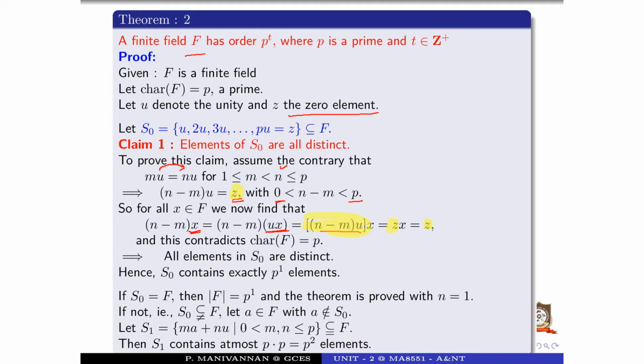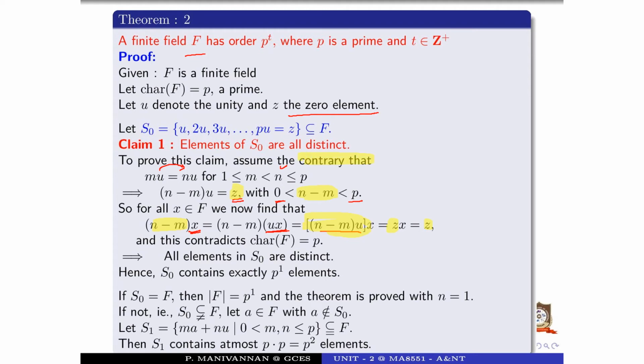This contradicts that the characteristic value of F is p. Here n − m is less than p, and it is multiplied with x. The answer will be 0. Therefore, it contradicts the characteristic value of F. Therefore, what is the contrary?